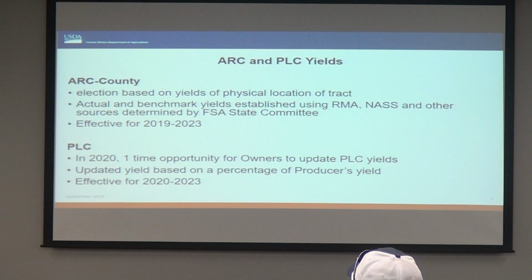And for PLC in 2020, there'll be a one-time opportunity for owners to update the PLC yields, and they'll be updated based on a percentage of the producer's yield. And those are effective the year you make the change in 2020, and it's good till the end of the Farm Bill of 2023.